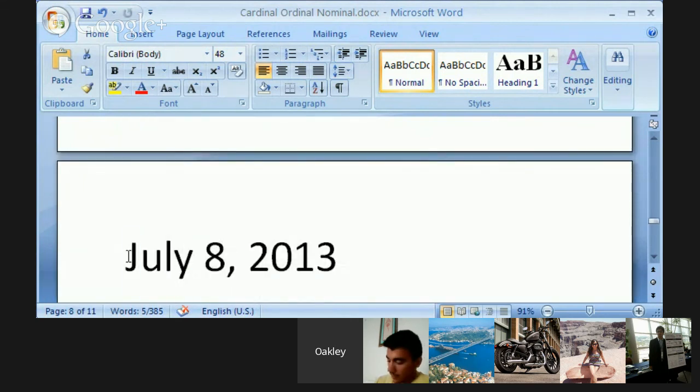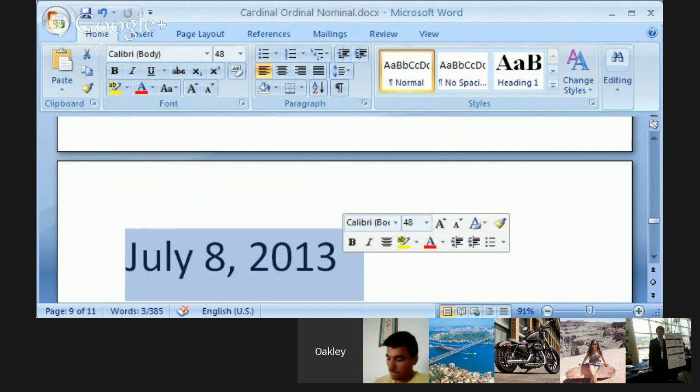Okay, now, you can say July 8th, with an ordinal number, 2013, or you can say the 8th of July, 2013, and either one of those is equally correct, perfectly fine.